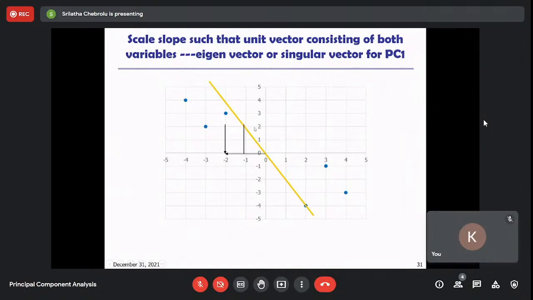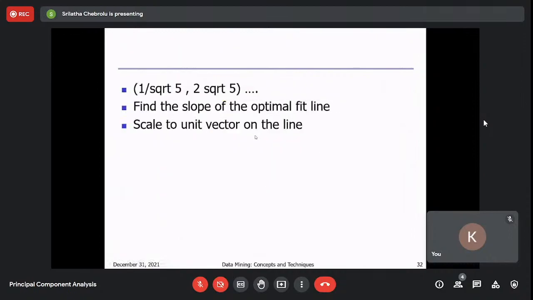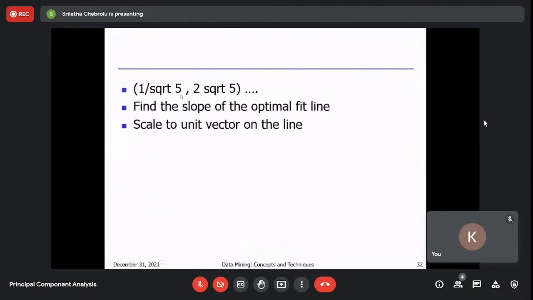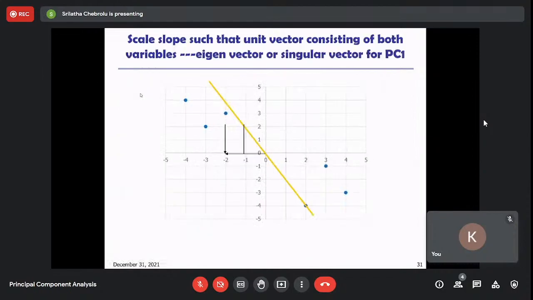And when we want to make that a unit vector using singular value decomposition, then we have to divide all these values by square root of 5. This value you divide by square root of 5, this value also you divide by square root of 5. So we will be getting 1 by square root of 5 comma 2 by square root of 5. These are the eigenvectors, and there is an eigenvalue.